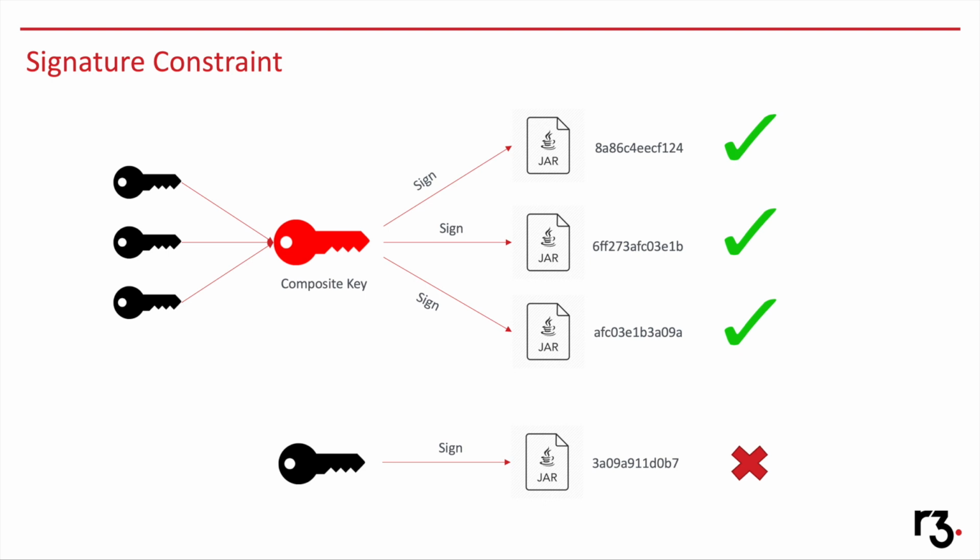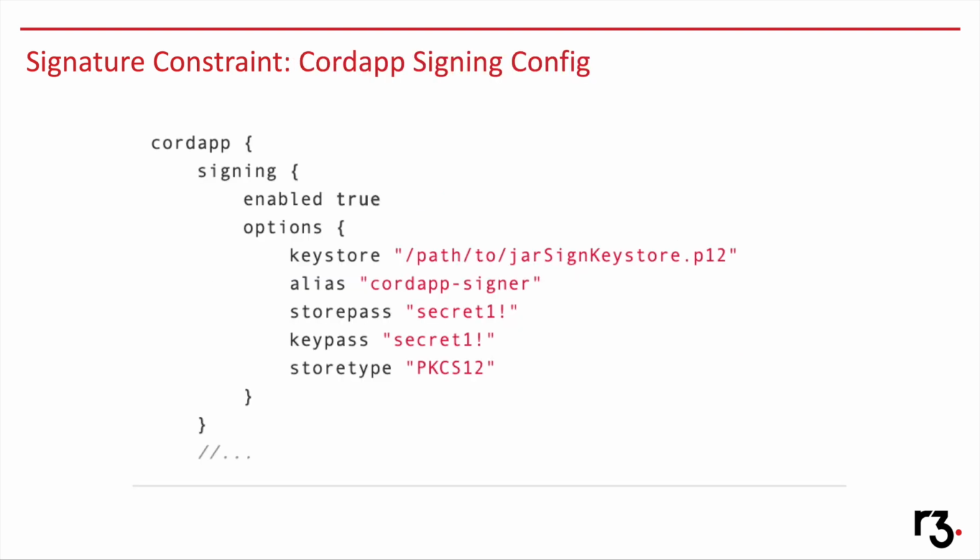As we understand, signature constraint requires signing of the Cordapp jar containing the contract, and the signature constraint is used by default. Jar signing is also enabled by default, and the Corda development key is the default key which is used to sign the Cordapps in the development environment.